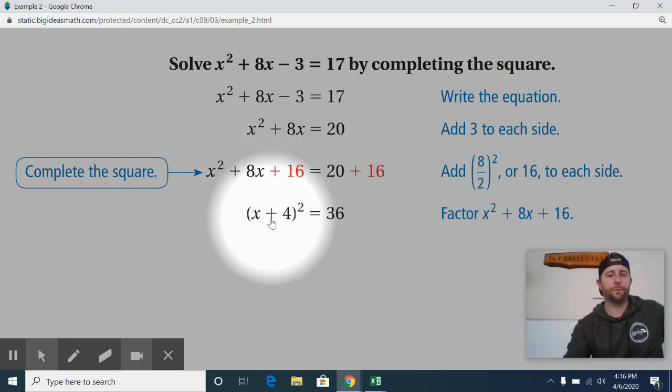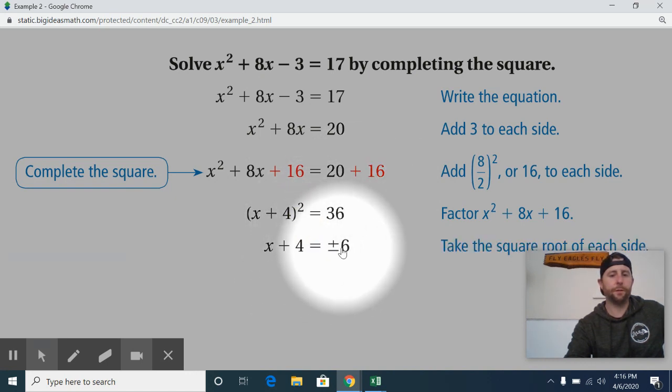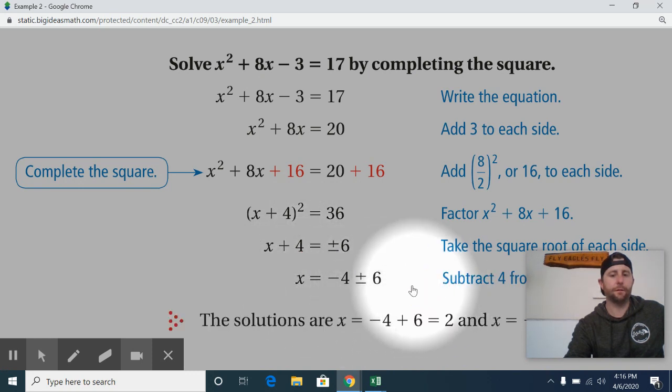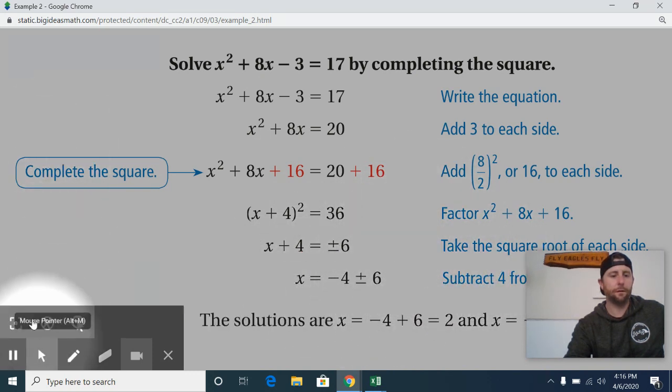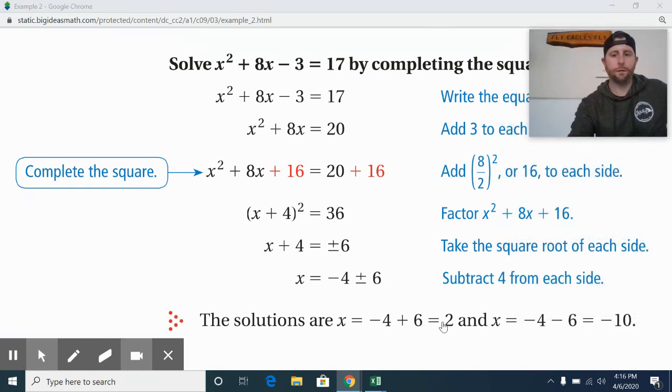Now I'm going to factor this trinomial. That's where I get x plus 4 squared equals 36. Remember, I add the 16 to both sides. Now I take square roots, positive and negative 6. Now I subtract 4 to solve this thing, giving me 2 and negative 10 as my answers.